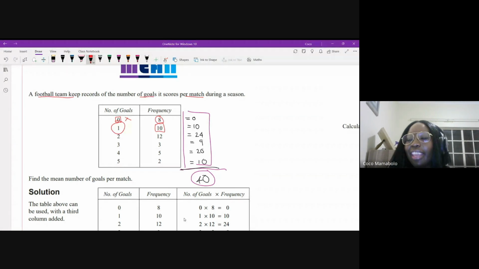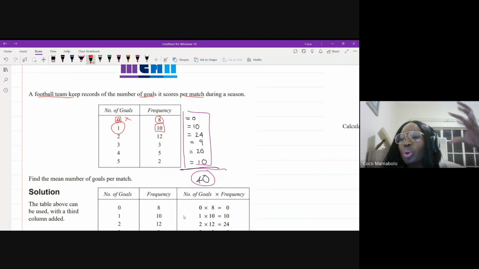All right. Then in 12 of the games that they played, they scored 2 goals in 12 of those games. In 3 of the matches, they scored 3 goals. And in 5 of the games they played, they scored 4 goals. All right. So that's what that means. Am I making sense, Pumzile? Did this answer the question? I hope it did.